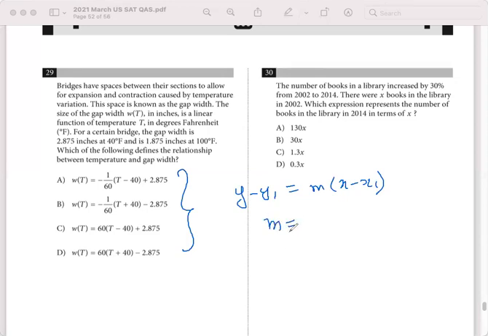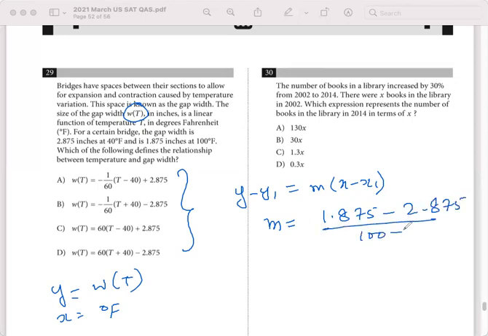So I'm working with m. The y variable here is the gap width and the x variable here is the temperature, right? So then that would be 1.875 minus 2.875 divided by 100 minus 40, which is minus 1 by 60. Okay, so m is minus 1 by 60.